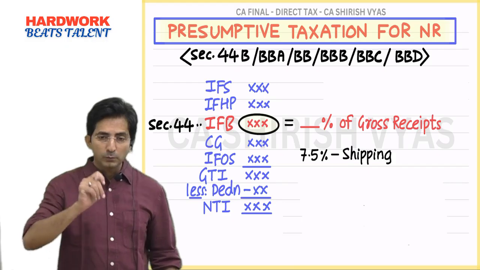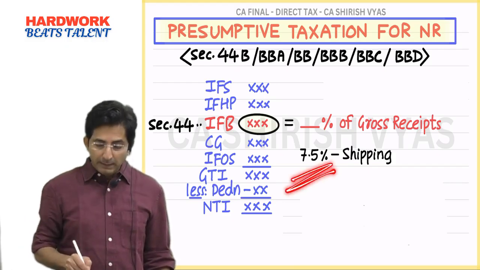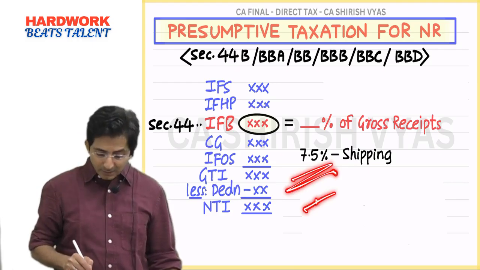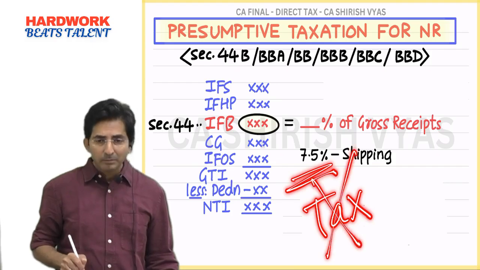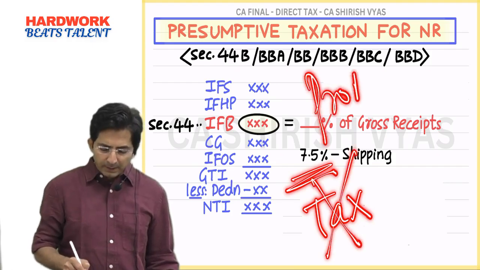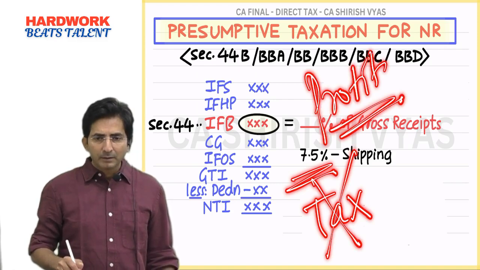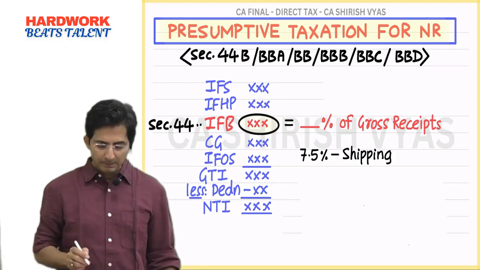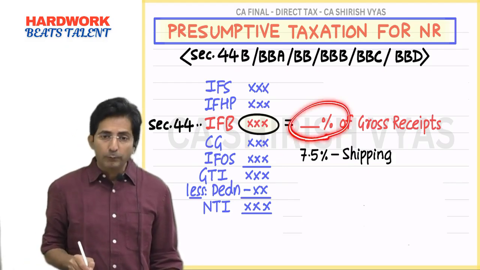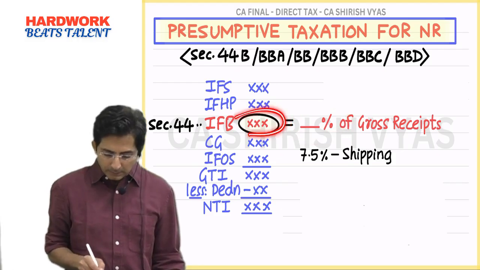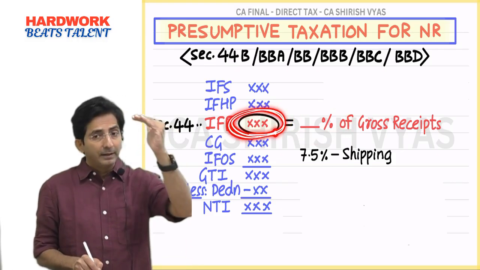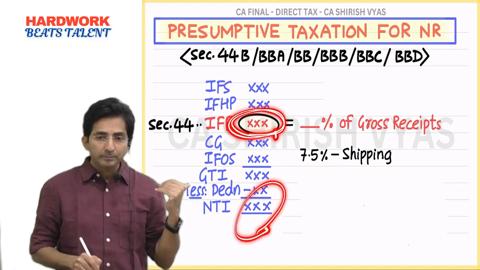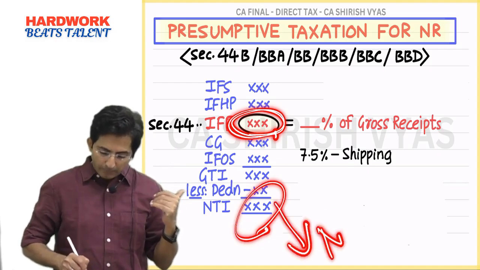Many students misunderstand that we have to pay 7.5% tax. This is not the tax amount. This is the profit percentage, and this will be written in the 5 heads of income. Tax is calculated at the end, and here tax will be as per the normal rate.